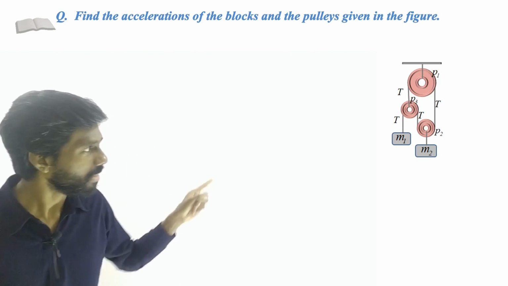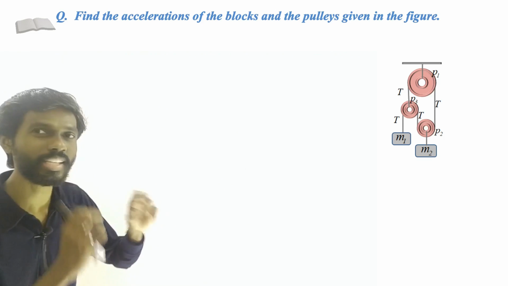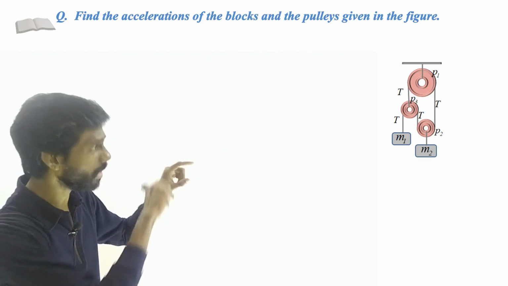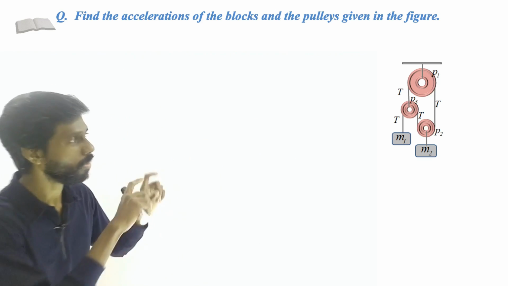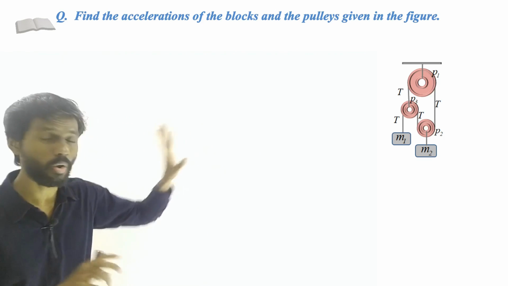See here, this is just one string, right? Just one string which connects all these objects. So the tension is the same at all the points on the string. These are massless pulleys, so just one tension. Tension is the same at all the points on the pulleys.